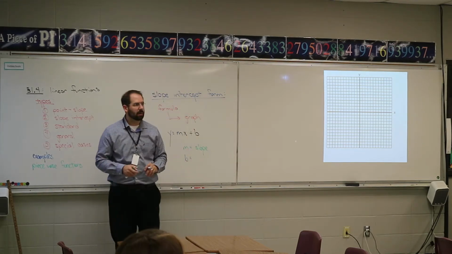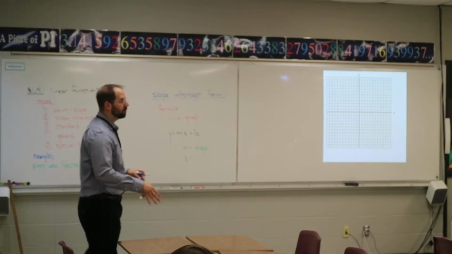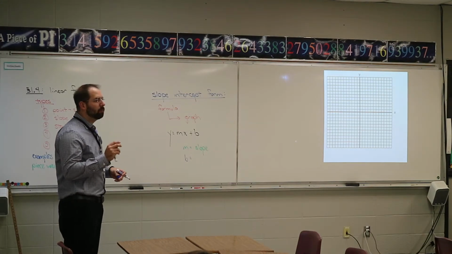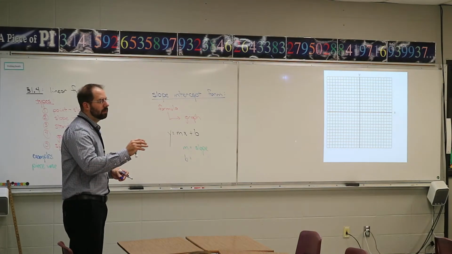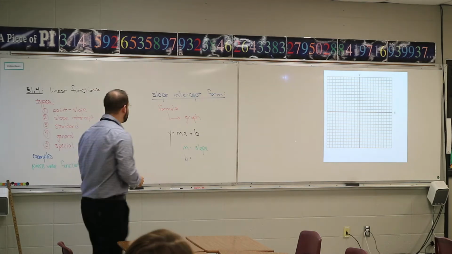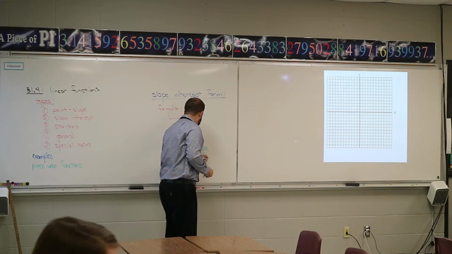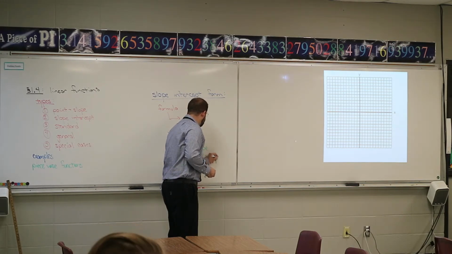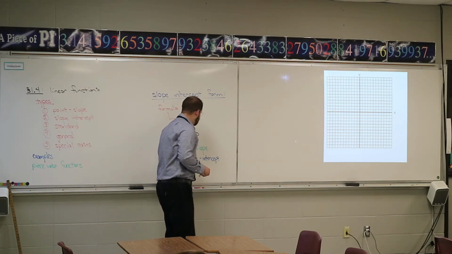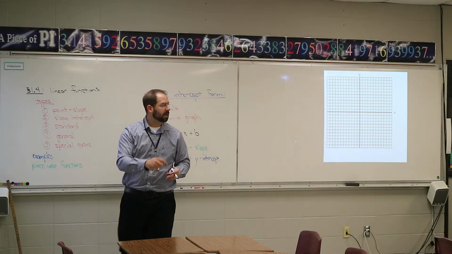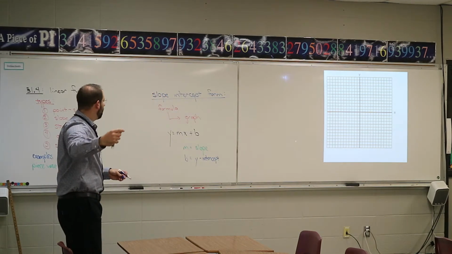B is just a random number. It's a digit. It could be positive, negative. It could be a decimal. It could be a fraction. I don't really care. But what does B stand for? Y-intercept. Yeah, it stands for the y-intercept. It's basically what I think of as the starting point. It's where you should start on the y-axis and then use your slope to go from there.